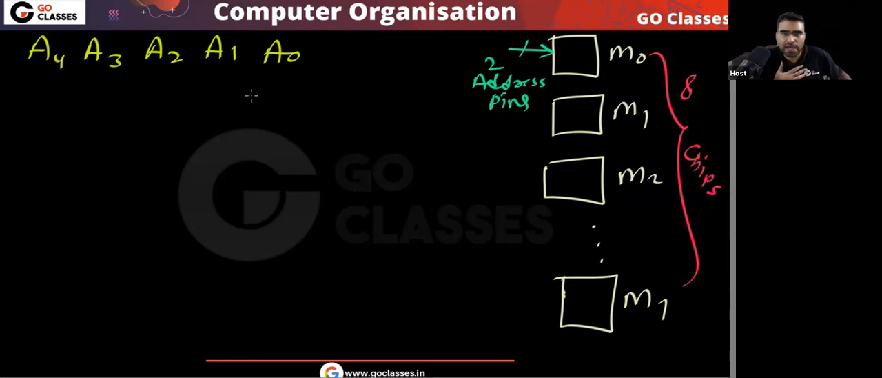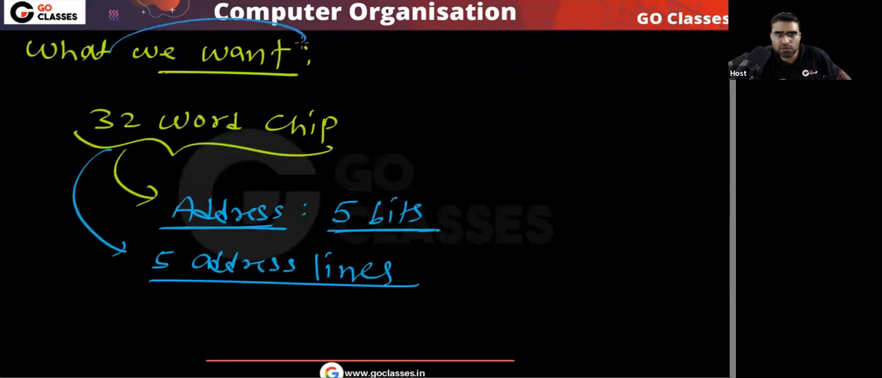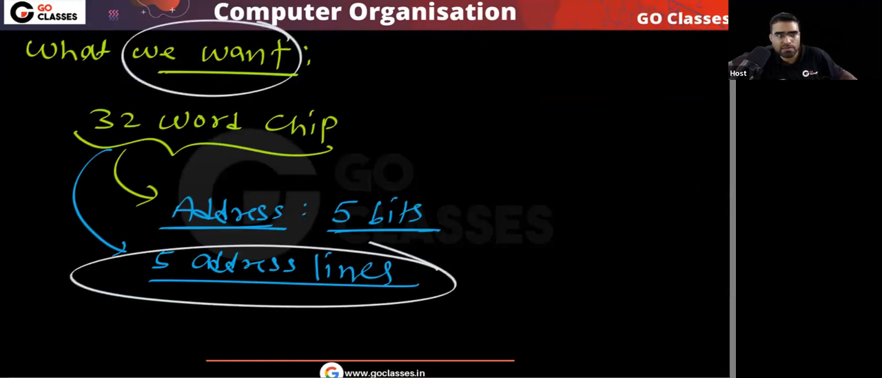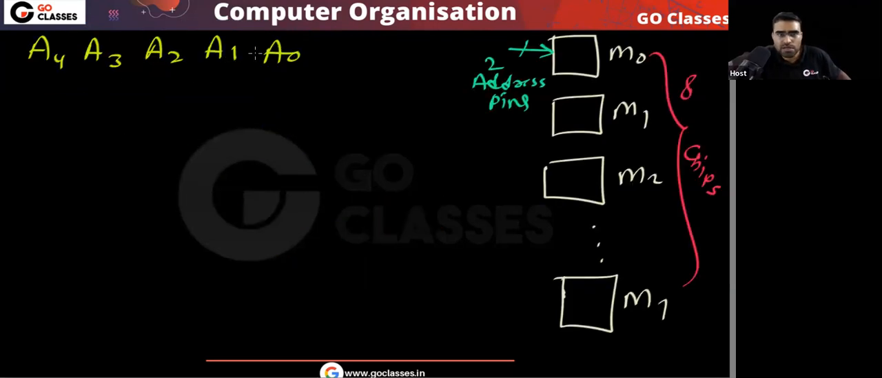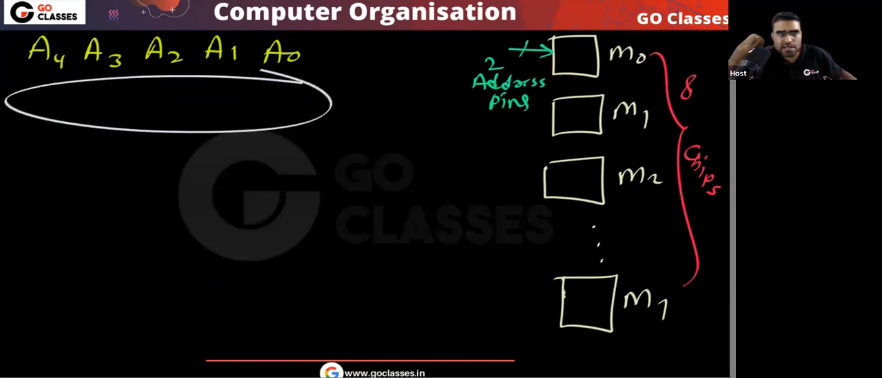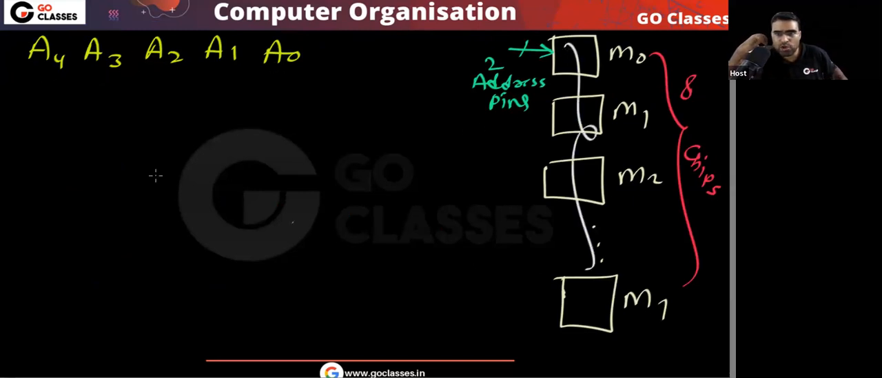First, I will decide which chip contains my word. If the CPU generates an address, the CPU will generate a 5-bit address, as you already know, because this is what we want. When the CPU generates some address, first I will decide which memory chip to access.